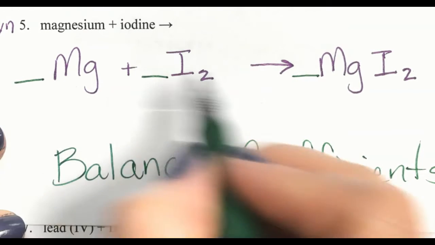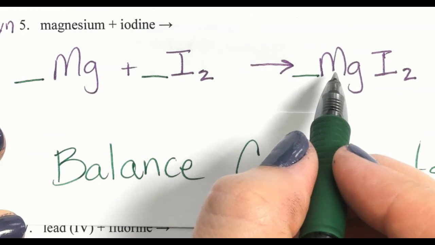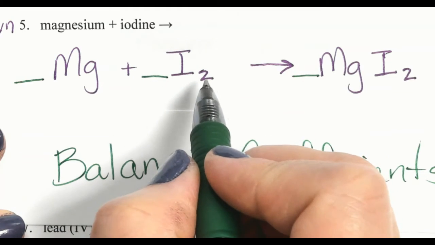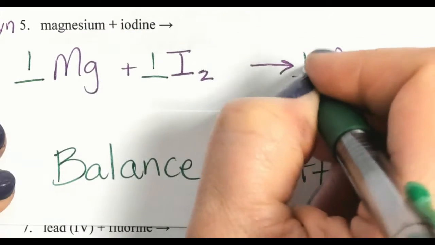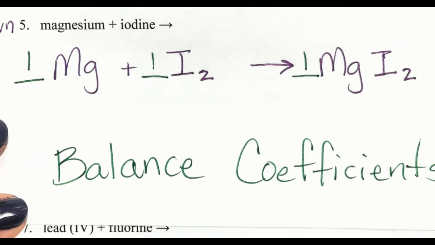1 magnesium on the left, 1 magnesium on the right, that's balanced. 2 iodines on the left, 2 iodines on the right. So this equation is balanced, and we have coefficients of 1 for everything.